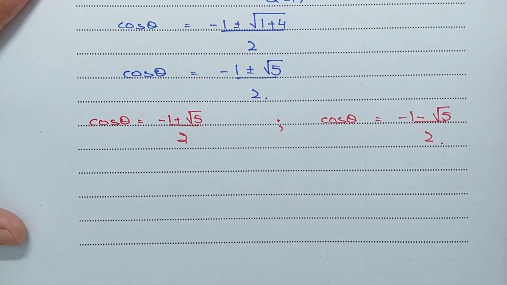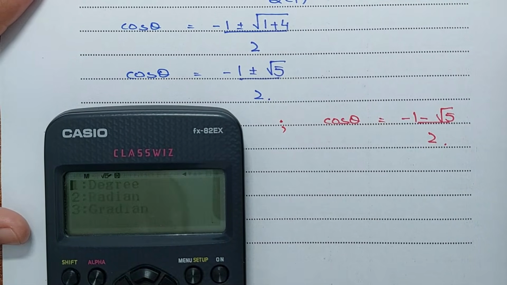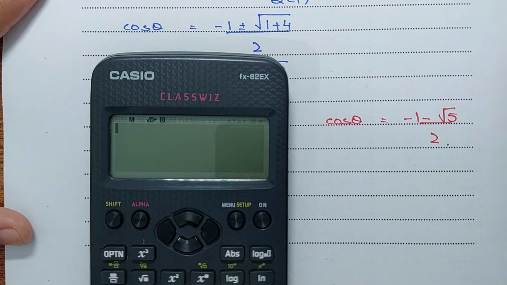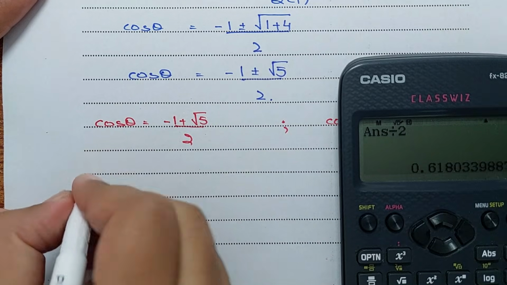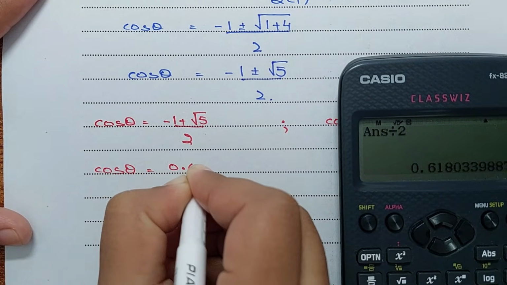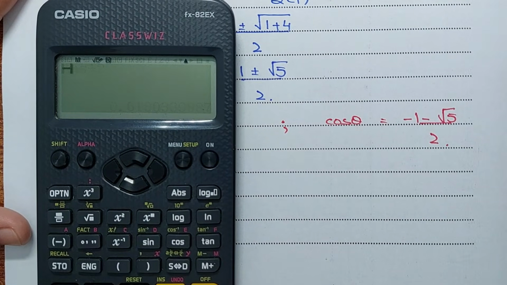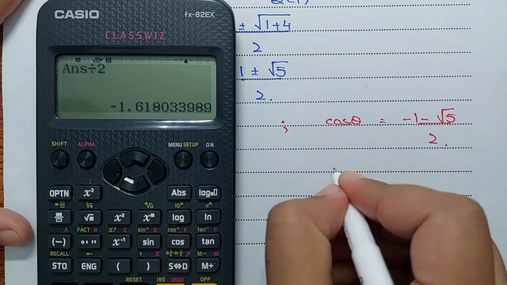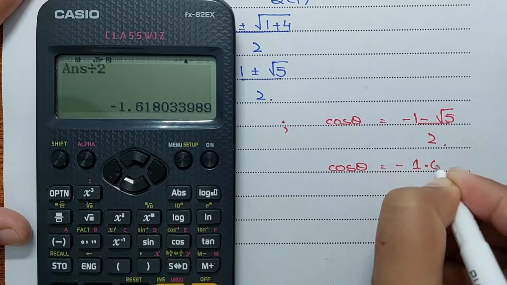Let me simplify both of them. It should be in degrees. My calculator is in radians. Convert it into degree mode. Right. Minus 1 plus root 5 divided by 2, so here cos theta is 0.62, okay, and minus 1 minus root 5 divided by 2, and here cos theta is minus 1.62.